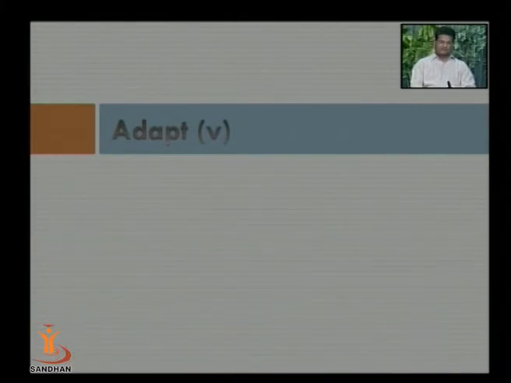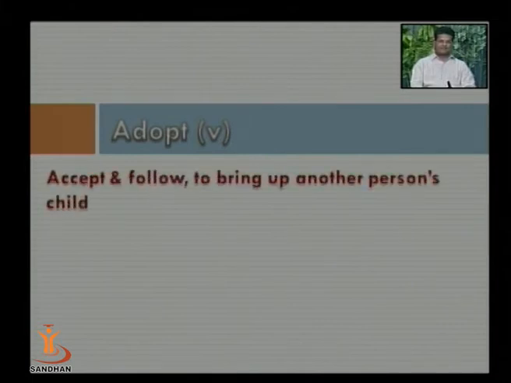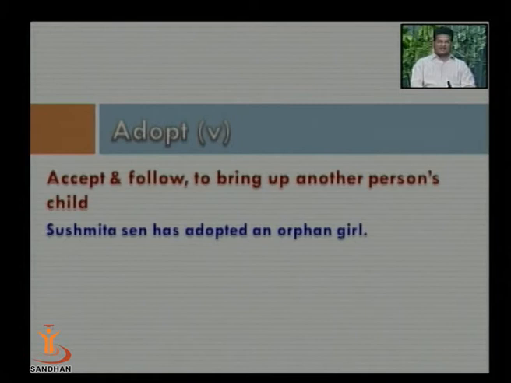Opposite pair of this word is adopt. Now adopt, which is also used as verb, means accept and follow, or to bring up another person's child. We call adopted person, adopted son, adopted daughter. To accept some new ideas means to adopt some new ideas. Now example is, Sushmita Sen has adopted an orphan girl who does not have mother and father. So adopting some poor kid or accepting some new ideas.